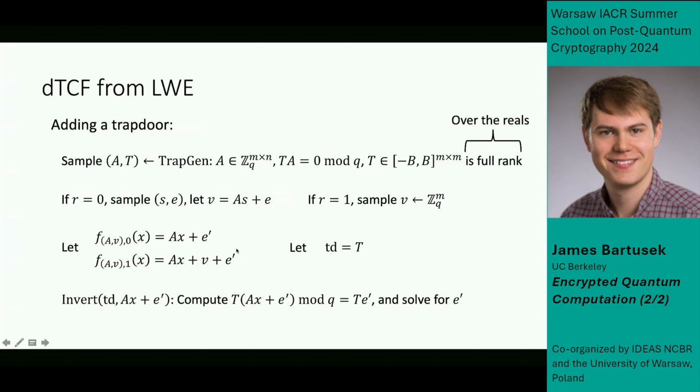So if R is 1, then yes, we have AX plus V plus E prime. But I can write this as A times (X plus S), plus E prime. And so what I recover once I strip off E prime is X plus S.